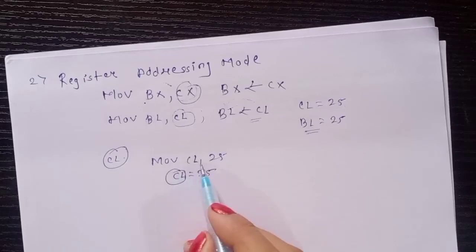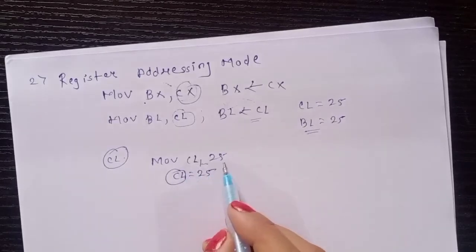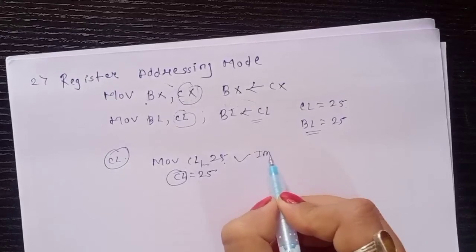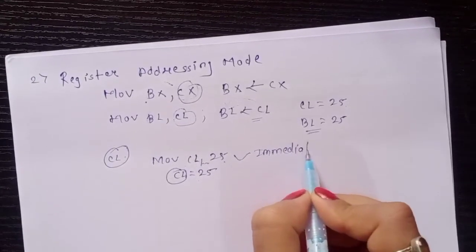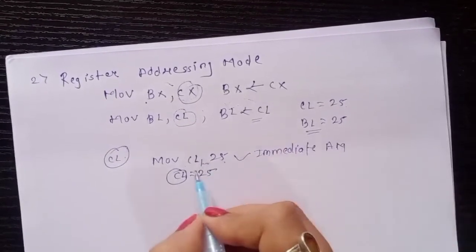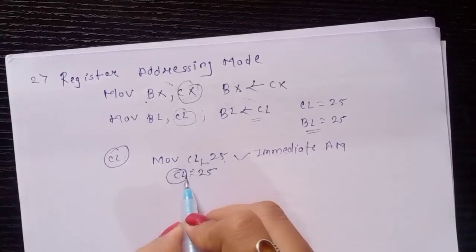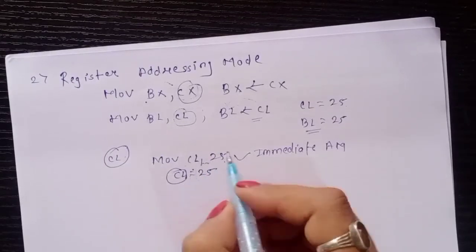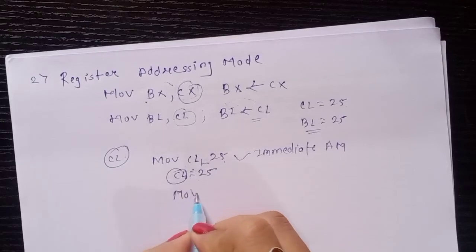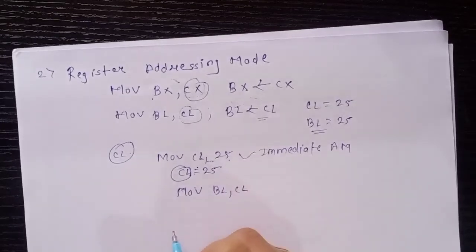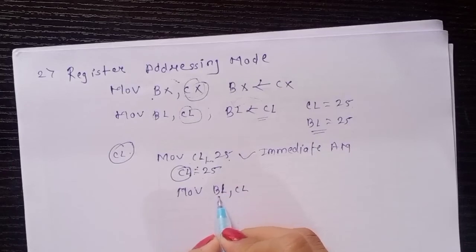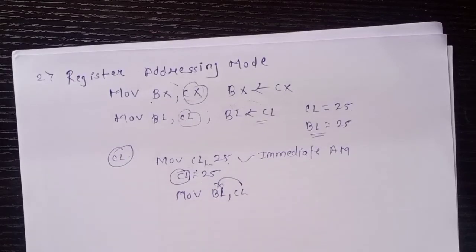Here we are initializing CL with 25, using immediate addressing mode for initializing the register. Now once the value is in the register, we can directly pass it from one register to another register. Now we don't need to initialize BL again with 25. We can directly pass it on from CL to BL. So this is about the register addressing mode.